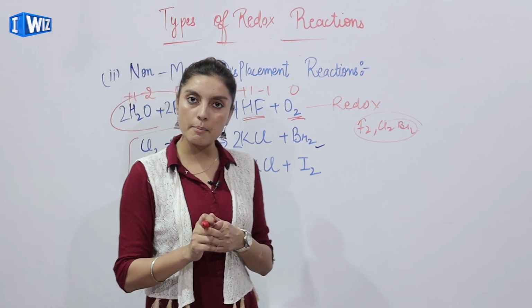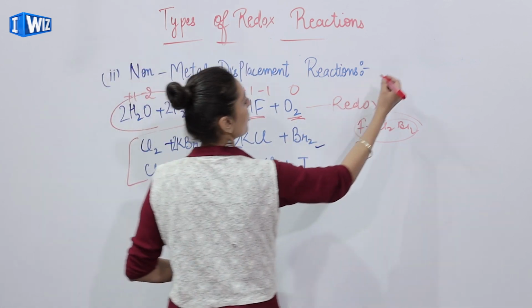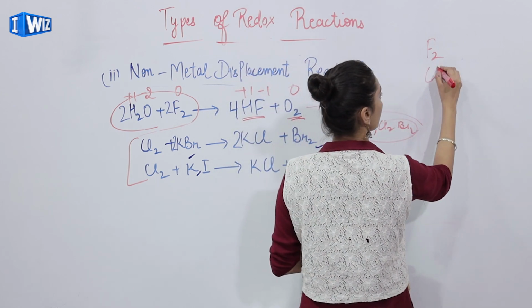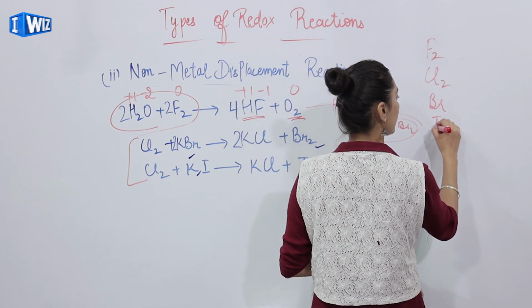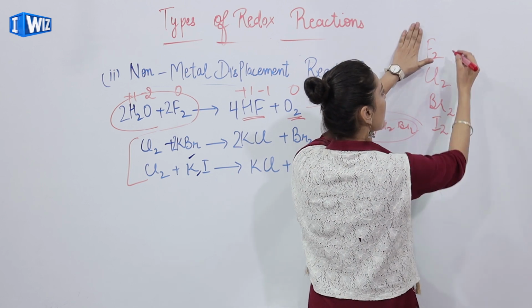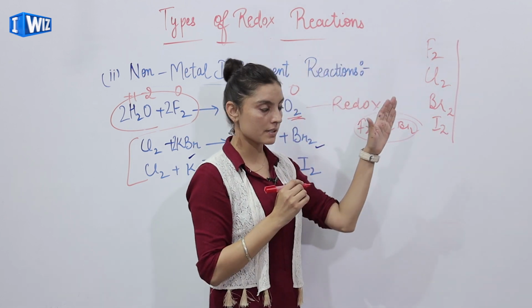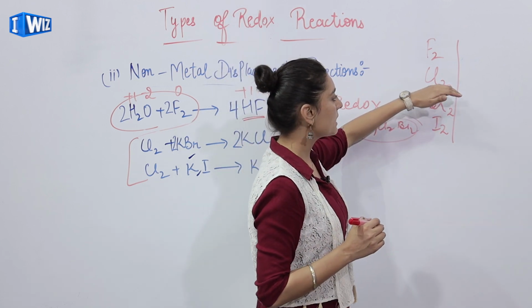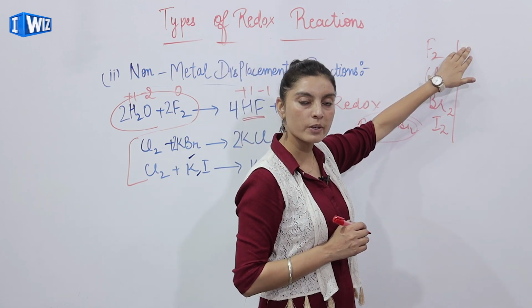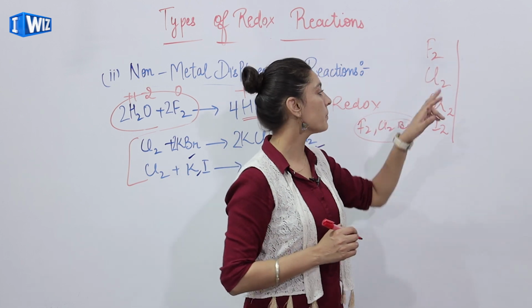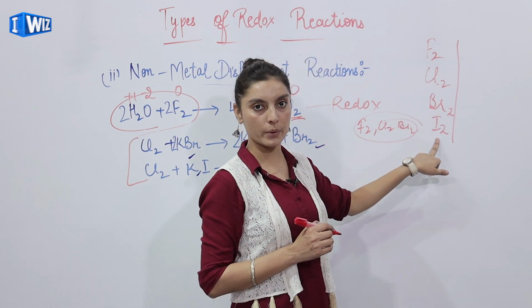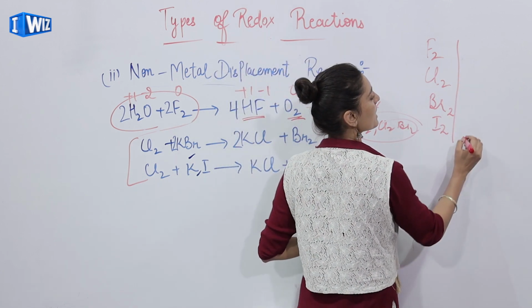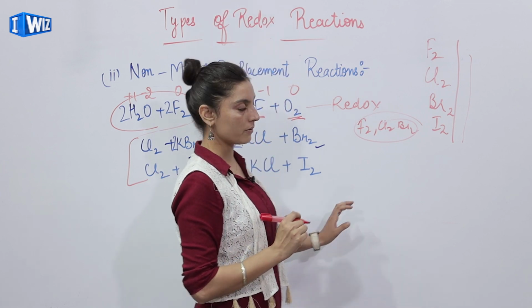Something which is very important: we know that fluorine is the most reactive non-metal, then chlorine, then bromine and then iodine. Now this fluorine is capable of displacing all the elements. It's capable of displacing chlorine, bromine and iodine. On the other hand, chlorine cannot displace fluorine because it is less reactive as compared to fluorine, but it can displace bromine and iodine. Similarly, bromine can displace iodine. Iodine cannot displace any of these non-metals.